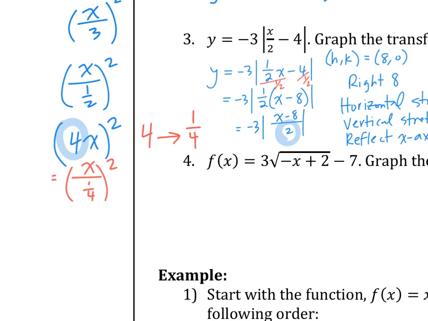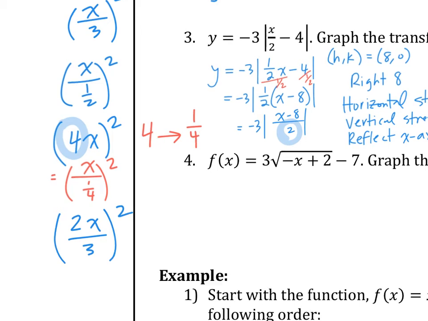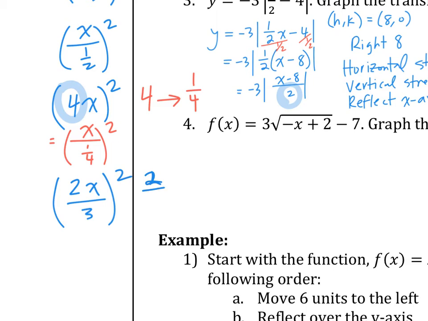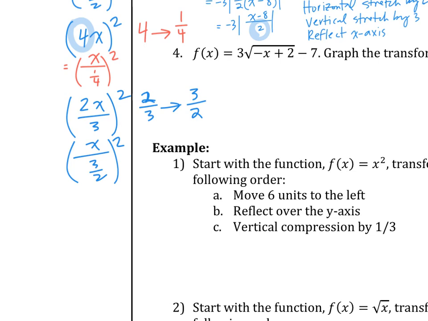Okay, let's try another one. Stretch or compress? Take that number, find the reciprocal. Okay, how many people say stretch? How many people say compress? Okay, stretch. Because the number is 2/3. When you make a reciprocal, it's 3/2. So actually 3/2 is in the denominator. Good? Okay.